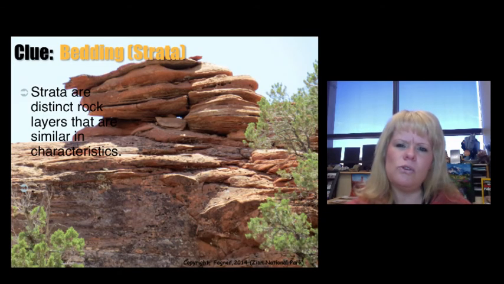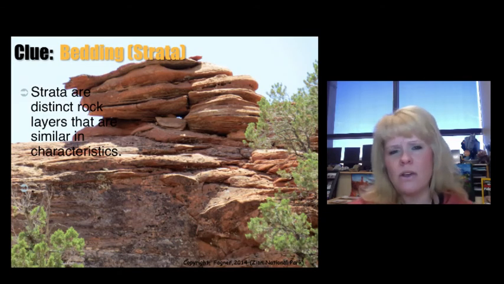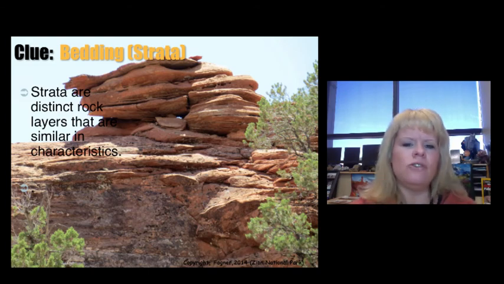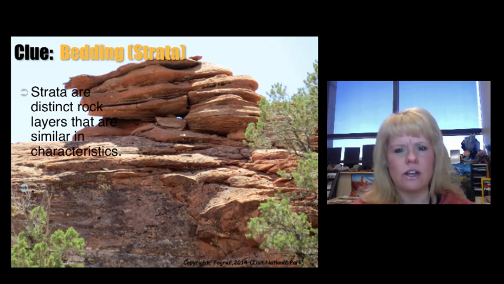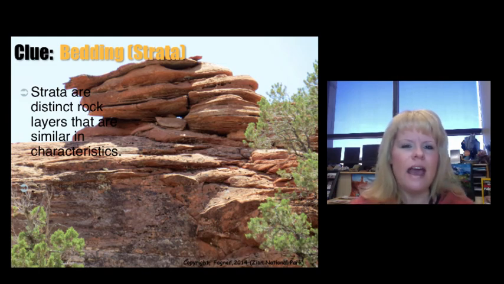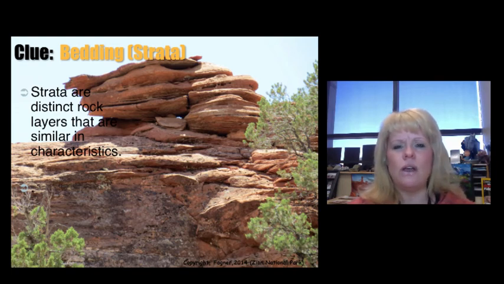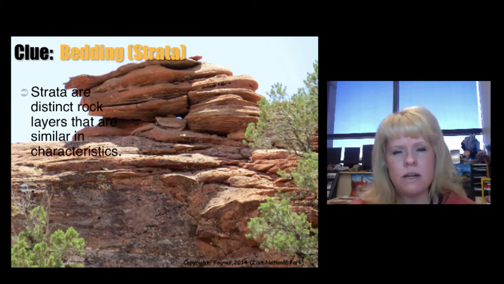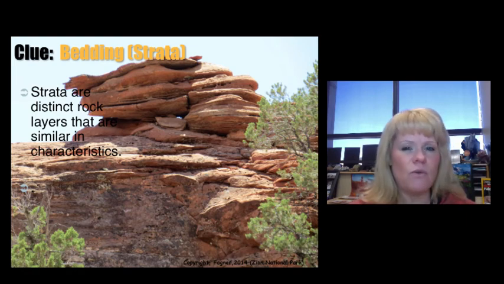Here are some clues that help us discover how rocks were made and where they were made. So you're looking at some rocks from Glacier National Park. They're clearly sandstone layers. They look like pancakes, don't they? And all rocks that are sedimentary are laid into strata. And strata simply refers to rock beds or layers. And these are distinct rock layers that share some very similar characteristics. And those characteristics can be everything from when they formed to the environment by which they were formed.